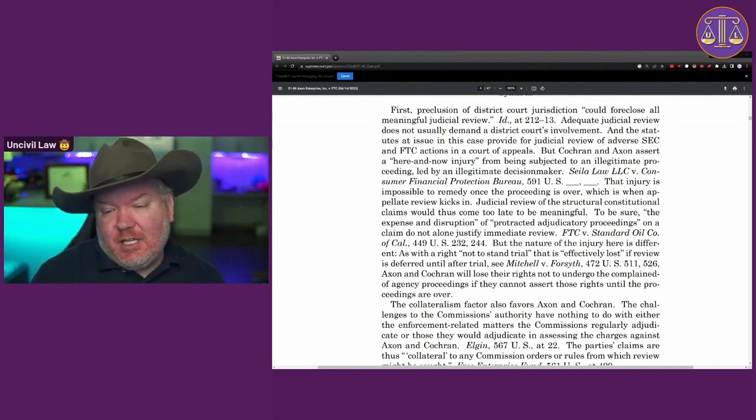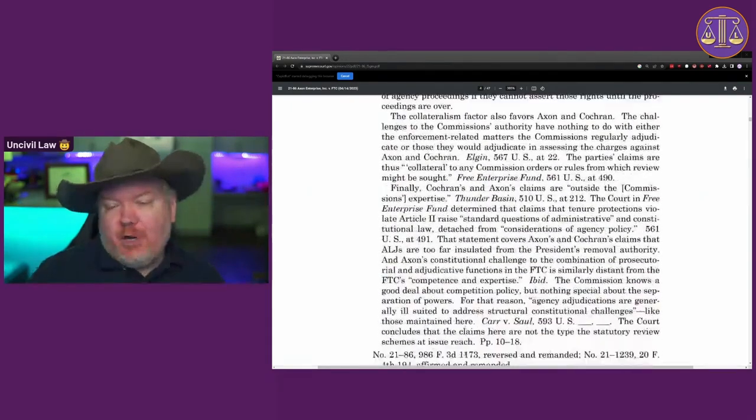As with the right to not stand trial, that's effectively lost if review is deferred until after trial, for example, double jeopardy, which is one of the few instances where you can appeal and say, look, you can't force me to stand trial again, double jeopardy. Forcing me to stand trial is in and of itself an injury. So if you have a right not to stand trial, you can't be forced to go through trial because that would defeat the point. These people would lose their rights not to undergo these proceedings if they can't assert those rights until after the fact.